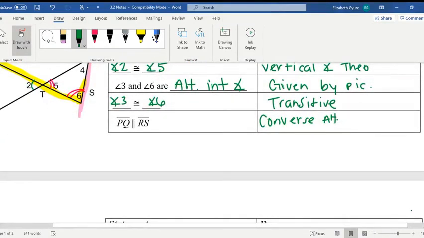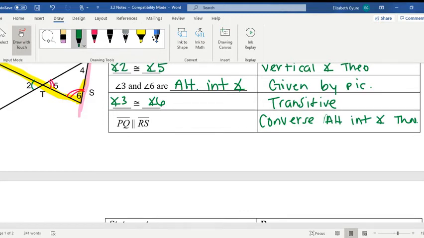Oh, that's why that's acting weird. It turned off. Okay, so converse alternate interior angle theorem. All right, questions about that?